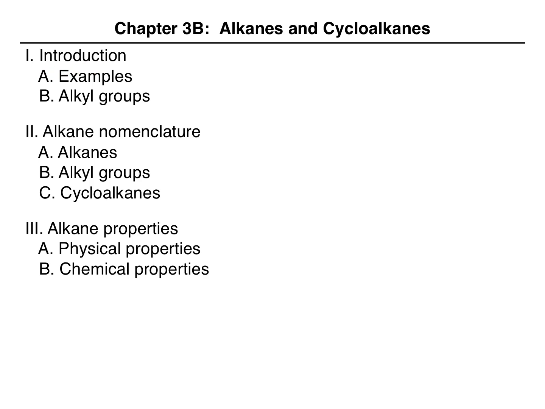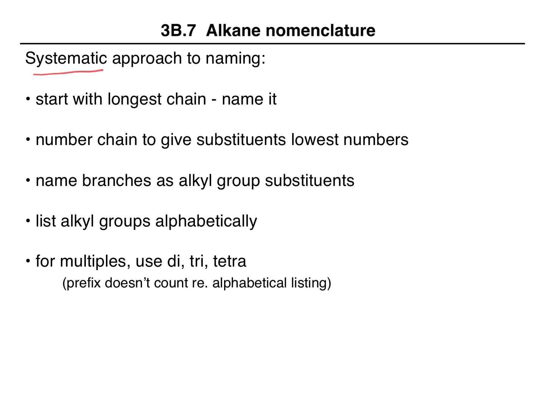Following our introduction, where we've seen some examples of alkanes and cycloalkanes, we're next going to look at alkane nomenclature, a systematic approach to naming. So our systematic approach to naming is called the IUPAC system, which stands for the International Union of Pure and Applied Chemistry. And there are a million rules for how to name organic compounds systematically.